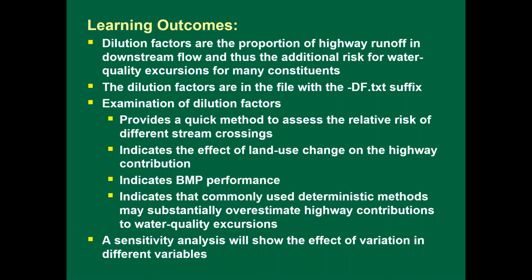Okay, so hopefully after this, we looked at dilution factors, which are the proportion of highway runoff and downstream flow. You can get that in the file with the DF suffix, and examining the dilution factors gives you a lot of good information without diving deep into the intricacies of water quality. Generally, there's a lot more precipitation and flow data available than water quality data for many constituents. So the dilution factor is a robust way to look at it. And you can quickly use sensitivity analysis with dilution factors to show the effects of variations in different variables on the potential impact of highway runoff at a given site.